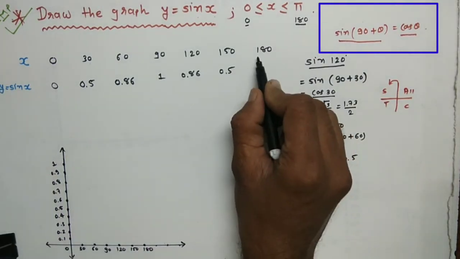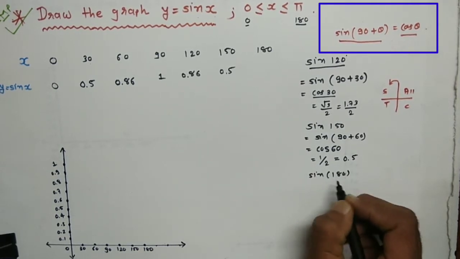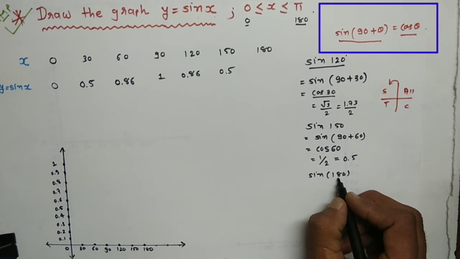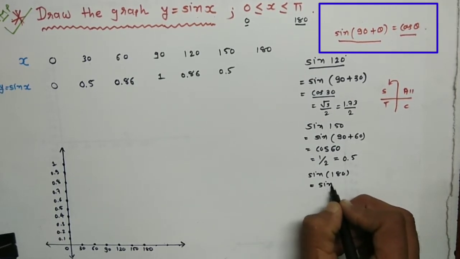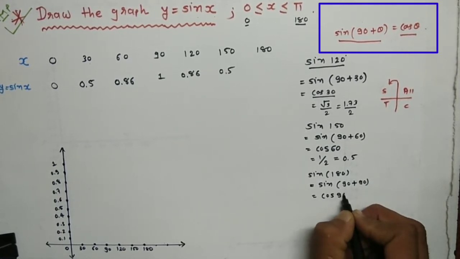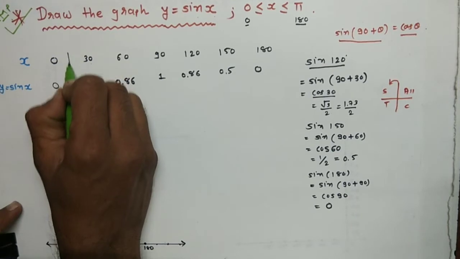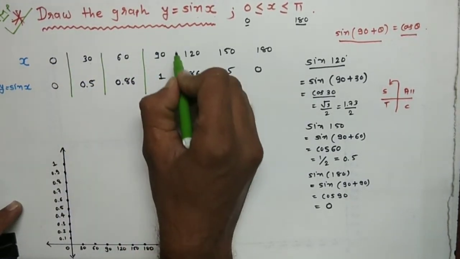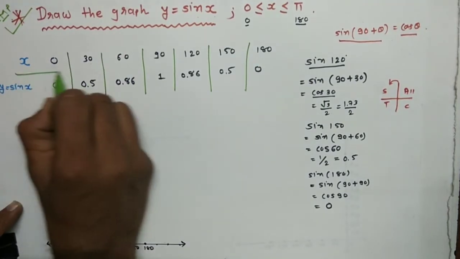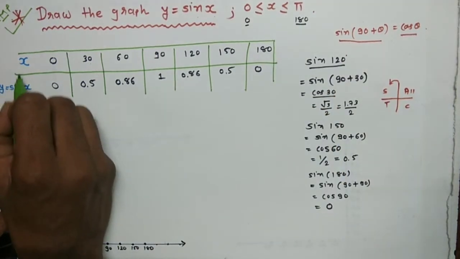Now sine 180 degree, calculate sine 180. We can divide 180 in two parts. Sine 180 means sine of 90 plus 90, so we can write cos 90. And we know that the value of cos 90 is equal to 0, so we can write here 0. First of all, you have to prepare this table, which is a very easy method. You can learn it by this video.